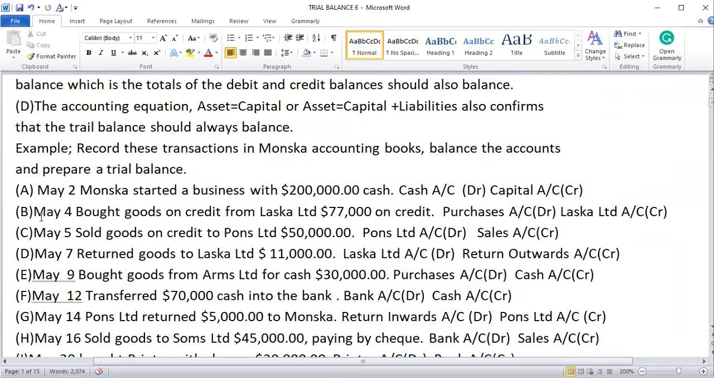Now, the second transaction, B, May 4, bought goods on credit from Laska Limited, $77,000 on credit. The purchases account should be what? Debited, and the Laska account should be credited. Let us look at the ledger.